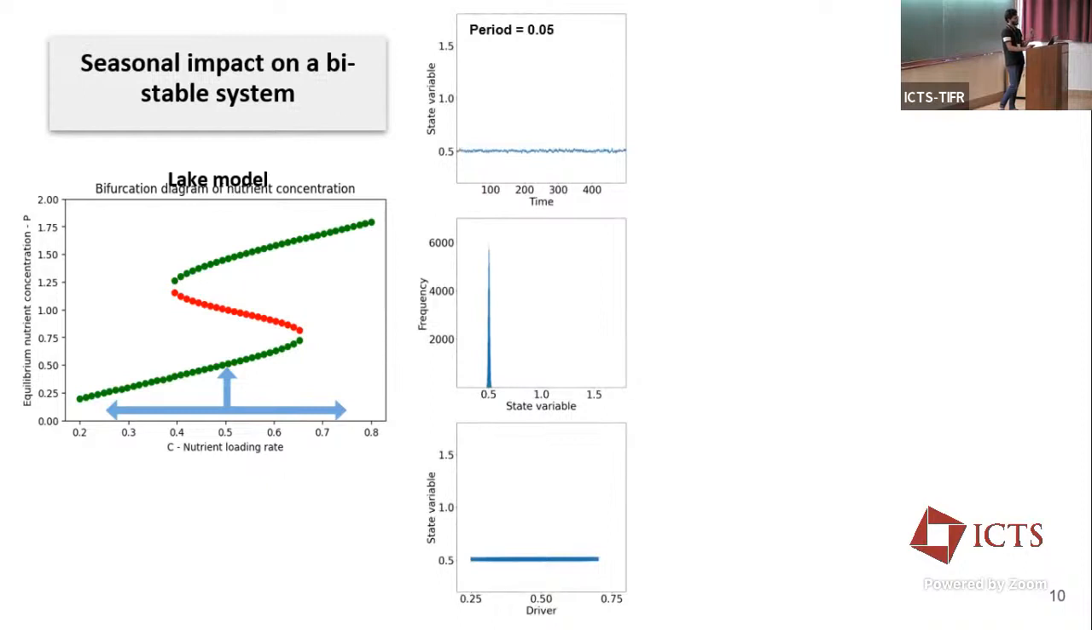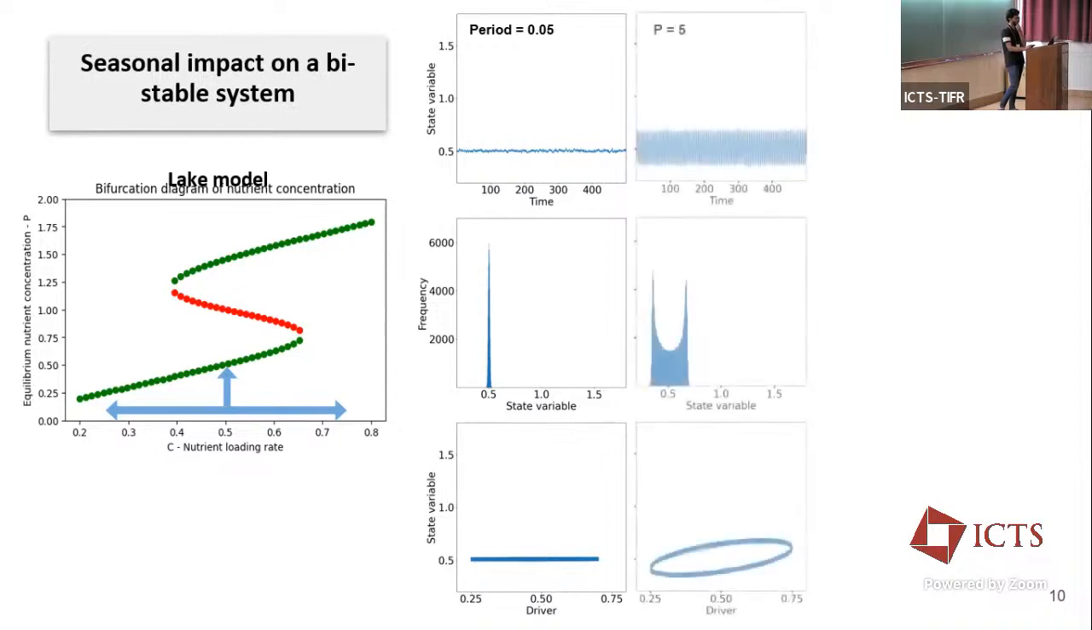But when I consider this period to be very low, and the seasonal changes in the system to be very rapid compared to the system's return rate, the seasonal forcing doesn't make the system undergo any transition, and the system resides on the stable state itself. But when I increase the period, it shows the bimodality that we have observed earlier for a monostable system.